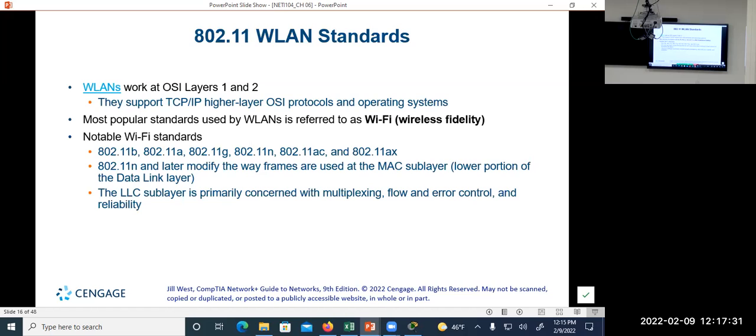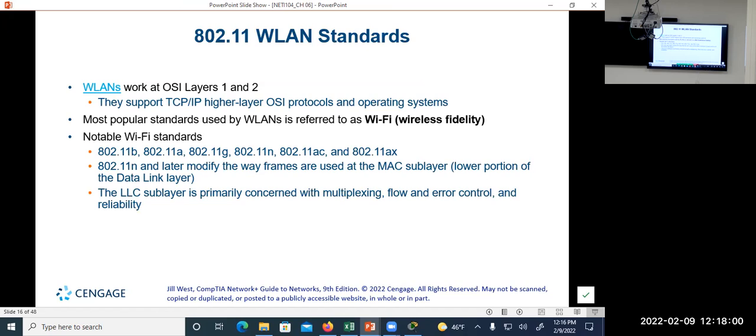Now we come to the wireless LAN standard. Wireless works at OSI layer 1 and 2. Remember that there is no difference in the upper layers. There is no difference in layer 3, layer 4, and the application layer. When you compare with copper cable or optical cable, all of them work the same from layer 3 up to the application layer. The only difference is in layer 1 and layer 2 here.